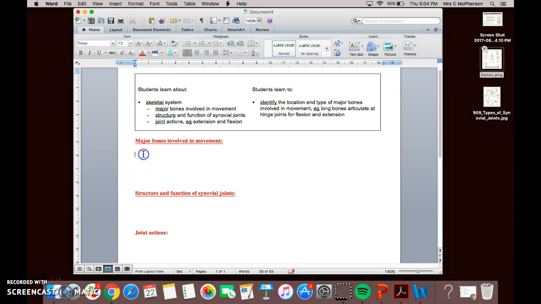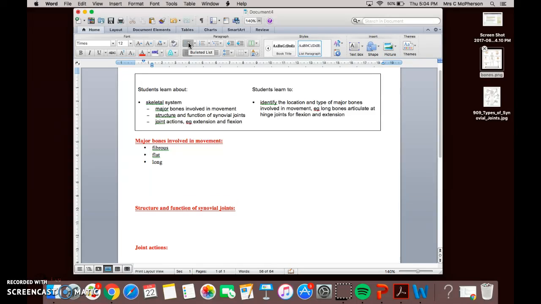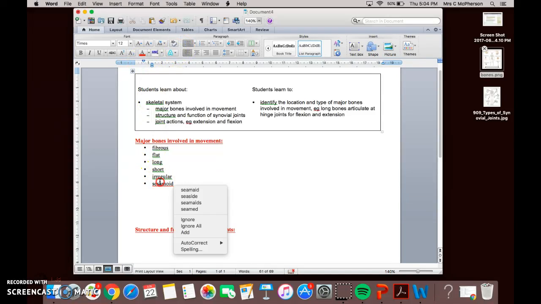So for major bones involved in movement, you have to remember that we've got fibrous, flat bones, long bones, short bones, irregular bones, and sesamoid. Have I forgotten anything?